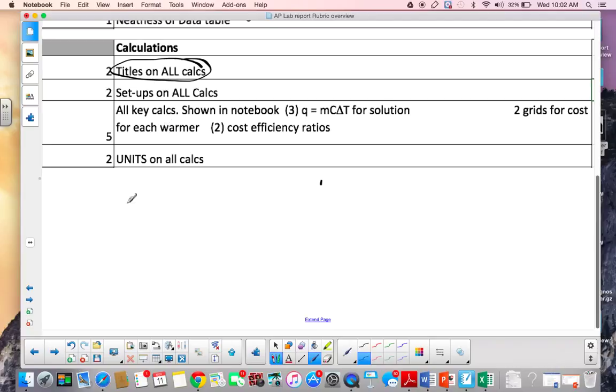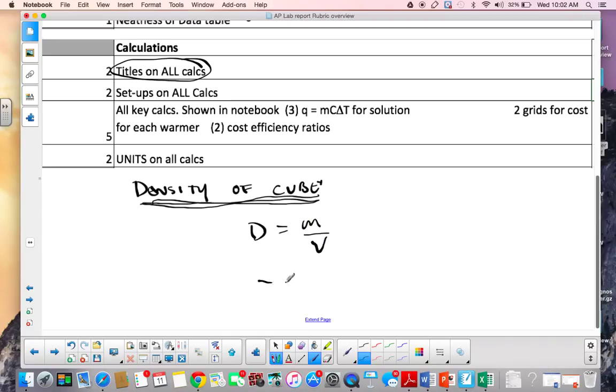So if I'm titling the density of something, let's say the density of a cube or something, and say we're doing a lab on density. The density of a cube, I would write out the title, whatever my calculation is. Wow, that's a horrible underline. I would double underline it, and then I would put the formula. The formula is going to be density is equal to mass over volume. Then I would put the numbers.